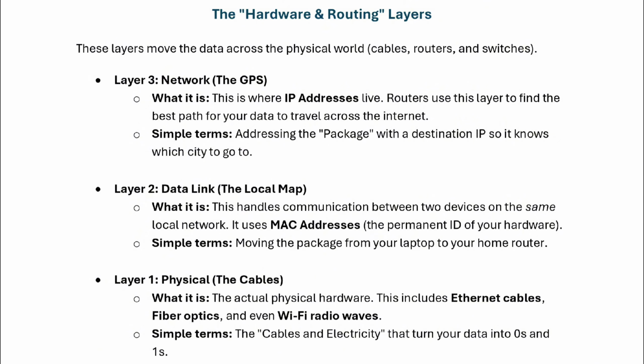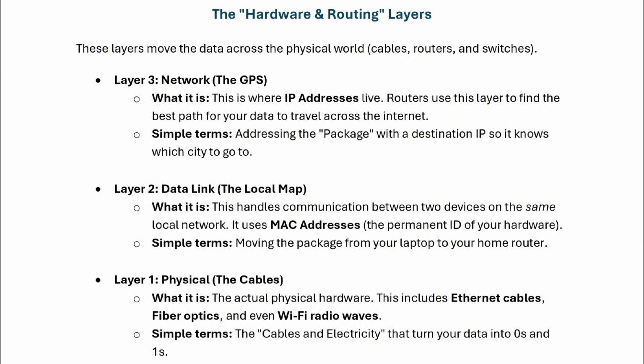Layer 2 is the data link layer, the local map. What it is: this handles communication between two devices on the same local network. It uses MAC addresses, the permanent ID of your hardware. In simple terms, it moves the package from your laptop to your home router.